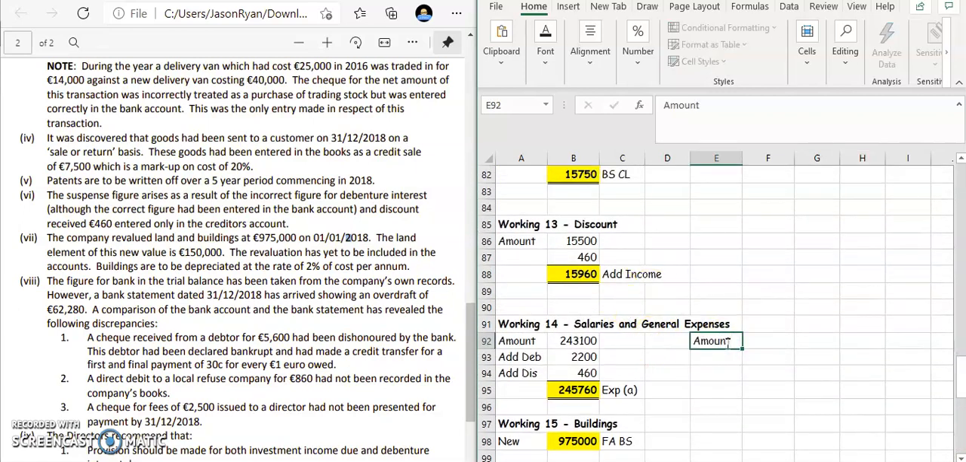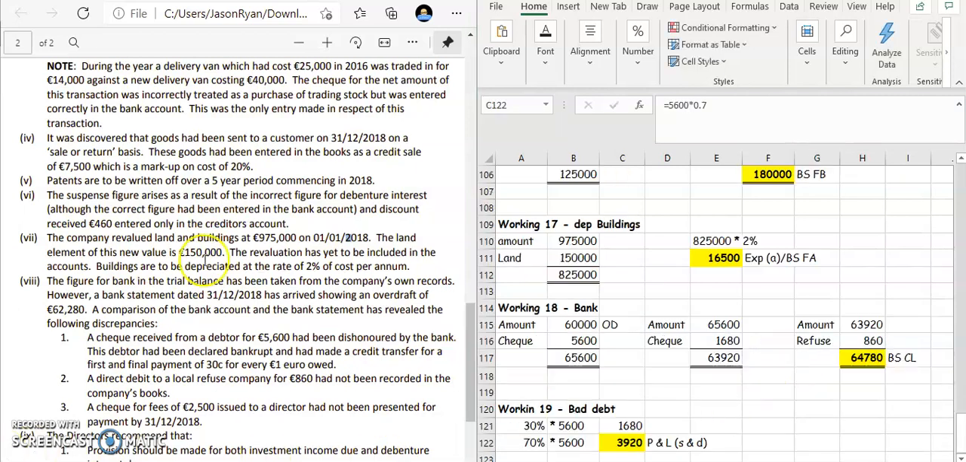So our amount for salaries and general expenses is 245,760. Refuge, which was 860, is going to increase it, so you're going to add the two together. That's going to be a figure that goes into your profit and loss, or your expense, in your administration. Okay, so with that adjustment then, we reduced our bank account by 5,600.